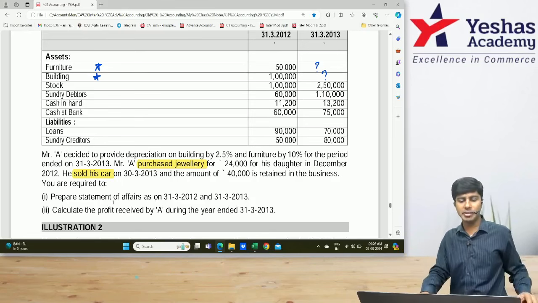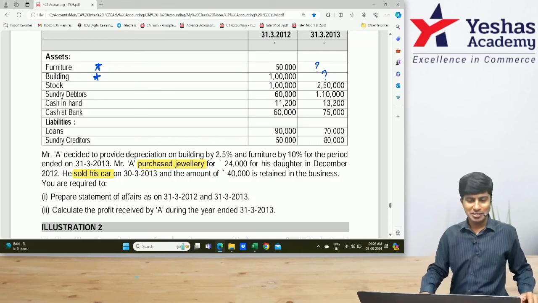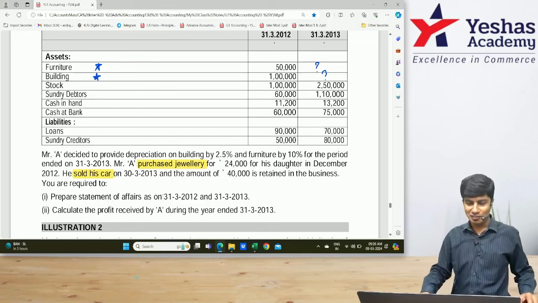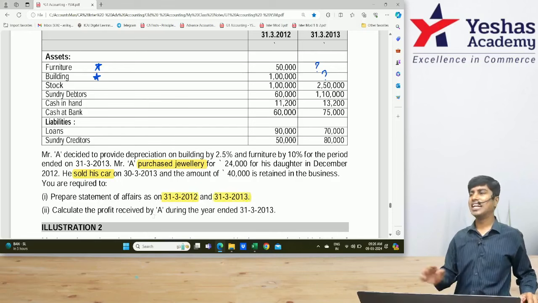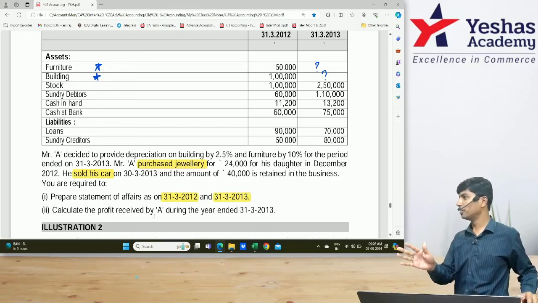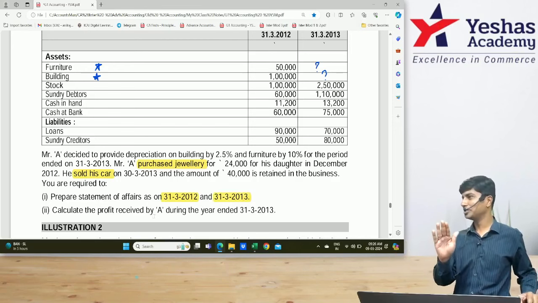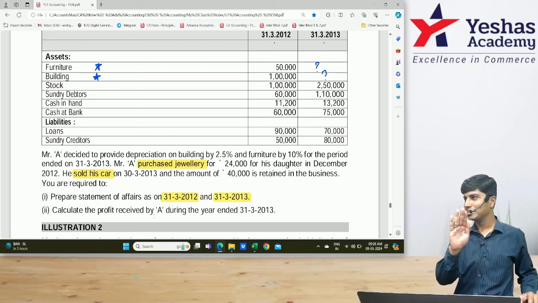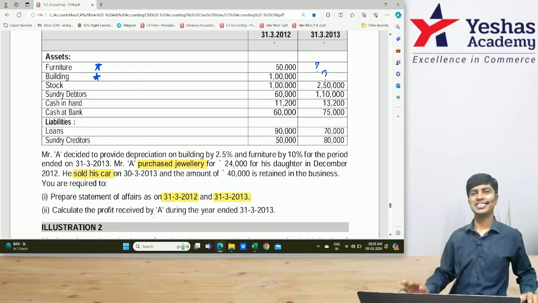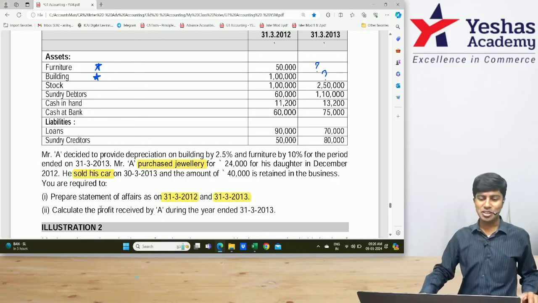You are required to prepare a statement of affairs for 31st of March 12 and 31st of March 13, we'll prepare. Statement of affairs is nothing but balance sheet type, but not a balance sheet. It's like a balance sheet, but it is not a balance sheet. Get that? Then also you should calculate profit.